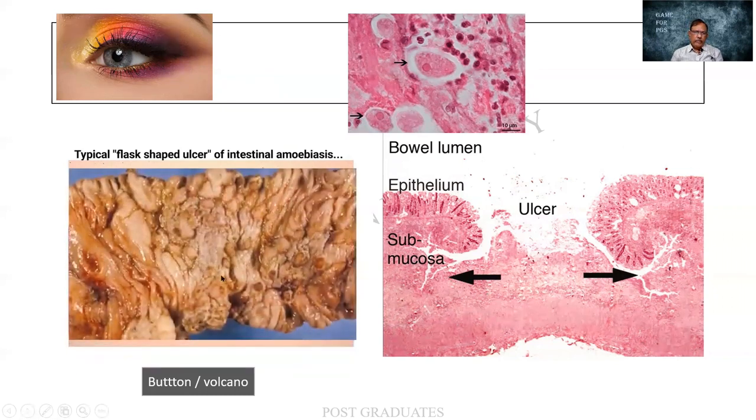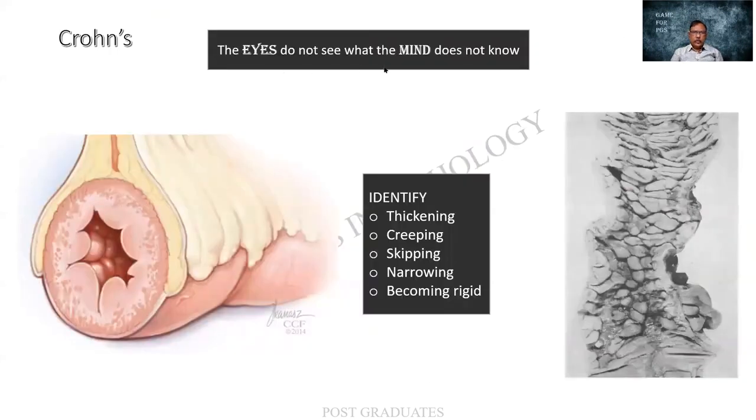And grossly, you will be finding a buttonhole. Look at this one. It's a classical picture. You find a button or a volcanic orifice-like structure. And they'll usually be multiple. I'm finding multiple shallow ulcers, diagnostic of amoebiasis. Have an eye for this. The eyes do not see what the mind does not know.